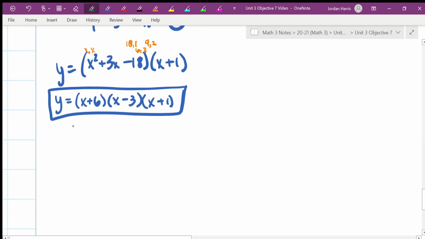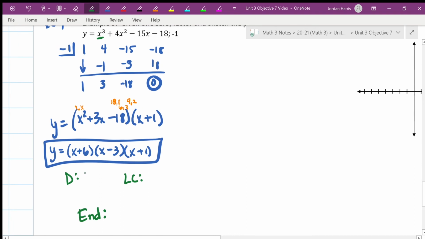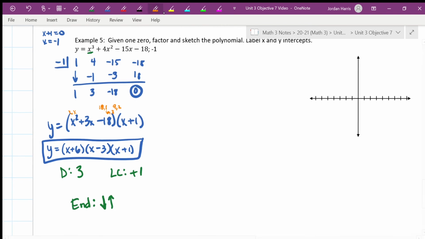Okay, so now I need my degree, my lead coefficient, and my end behavior. So my degree is, looking back at the original problem, 3. The positive one. Once again, they're not all going to be down up. These are just the easiest to write. So that's why my notes end up with a lot of them.